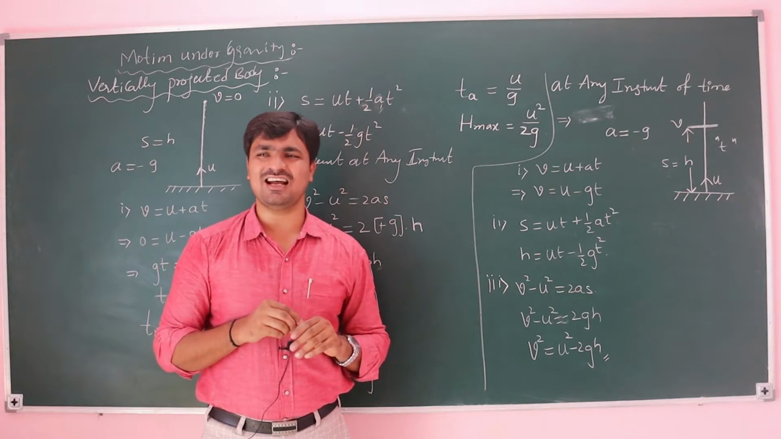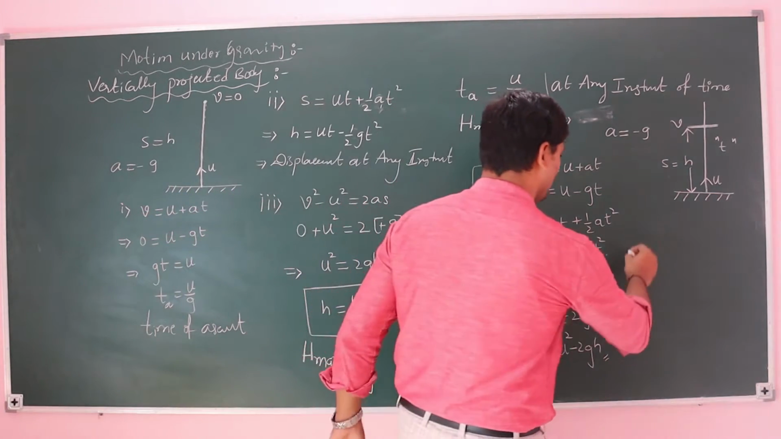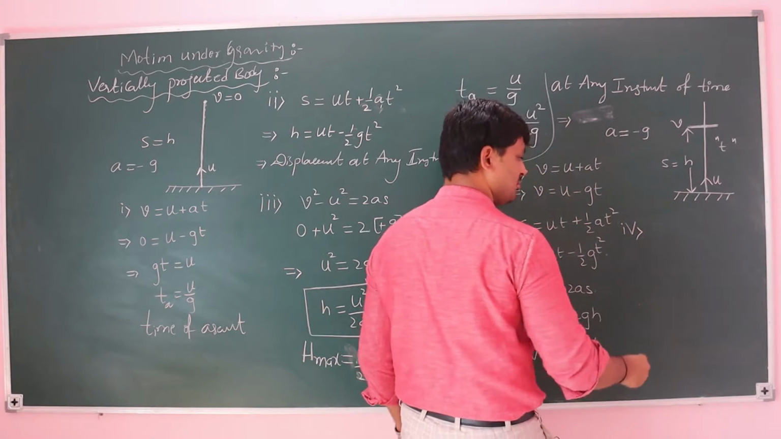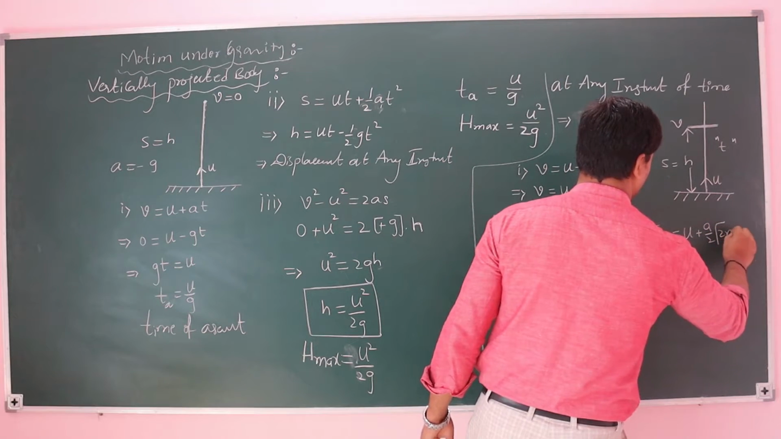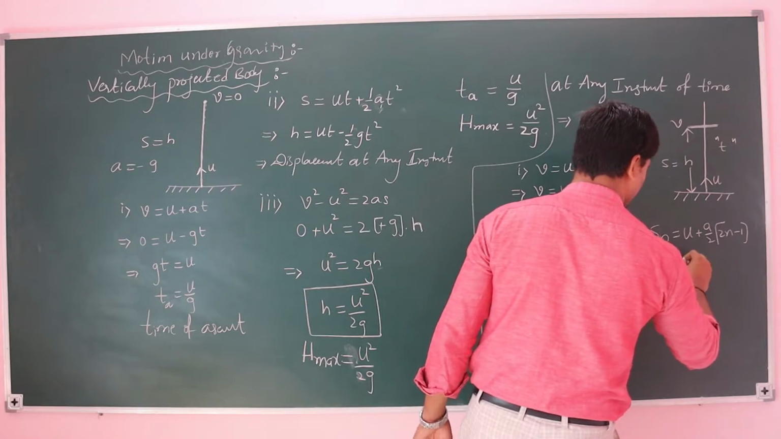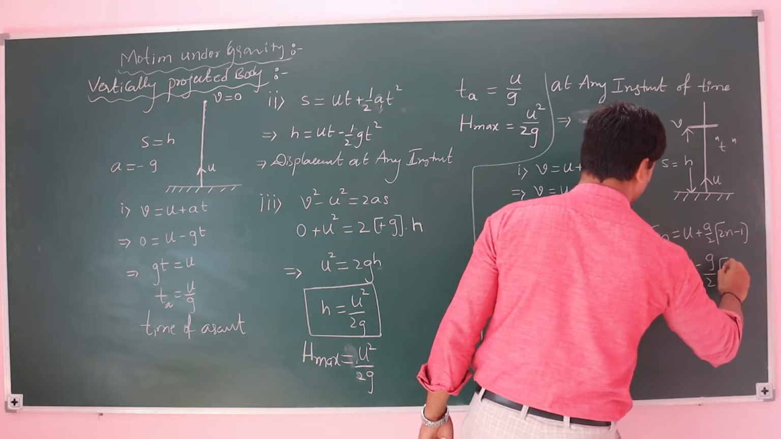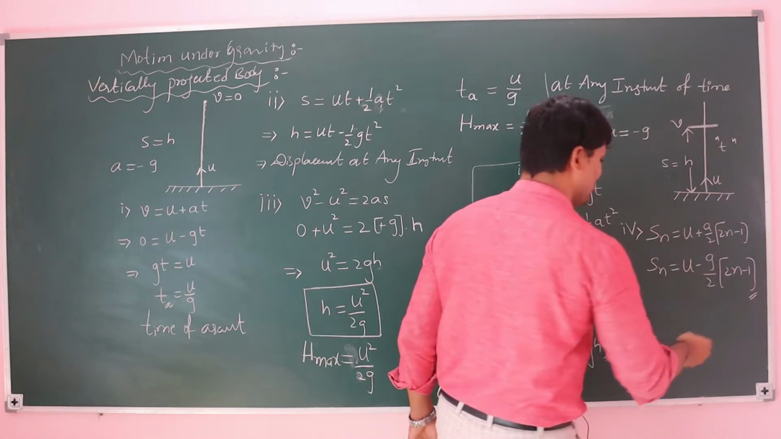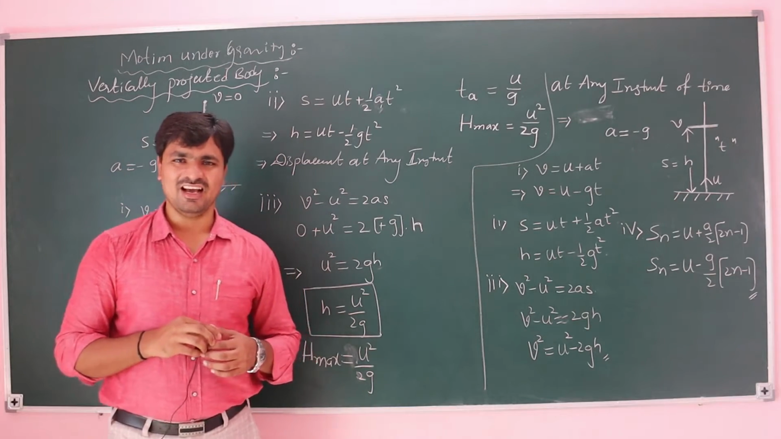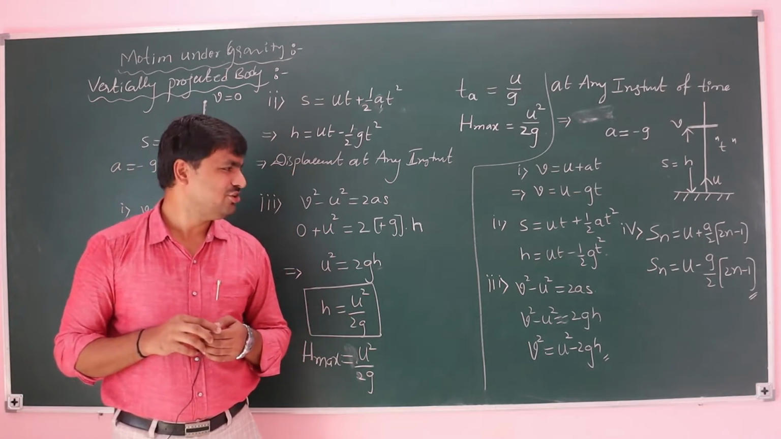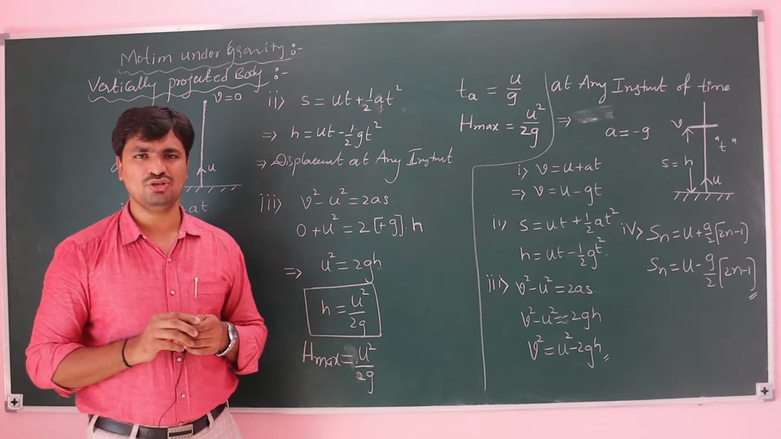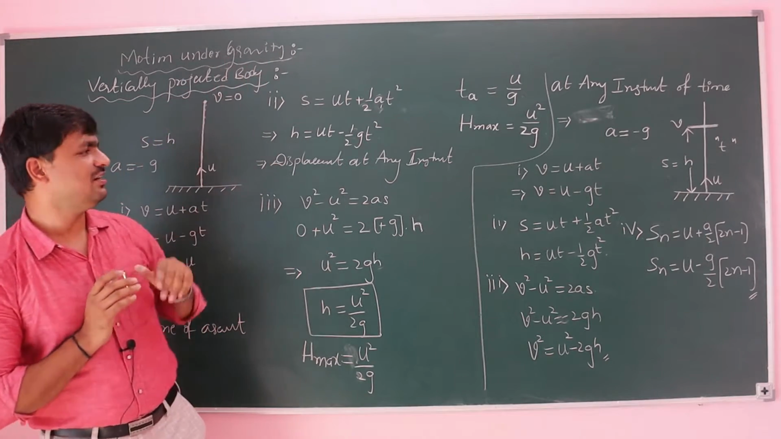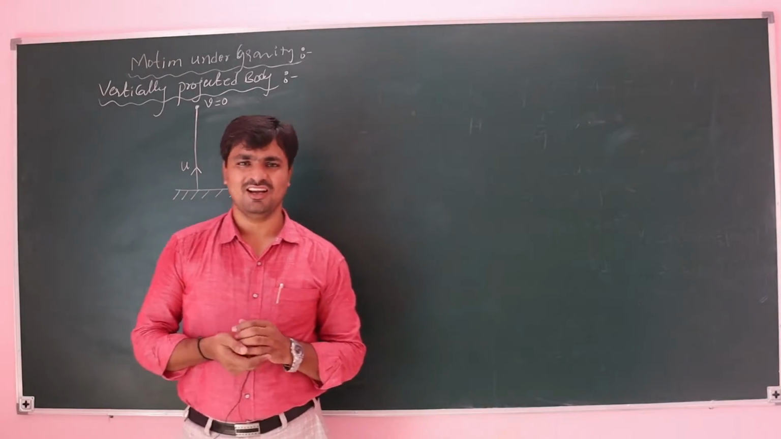And one more last and important expression, that is the fourth equation of motion: Sn is equal to u plus a by 2 into 2n minus 1. In this expression, Sn at any instant of time is u minus g by 2 into 2n minus 1. So like that we can find or solve the vertically projected body equations.